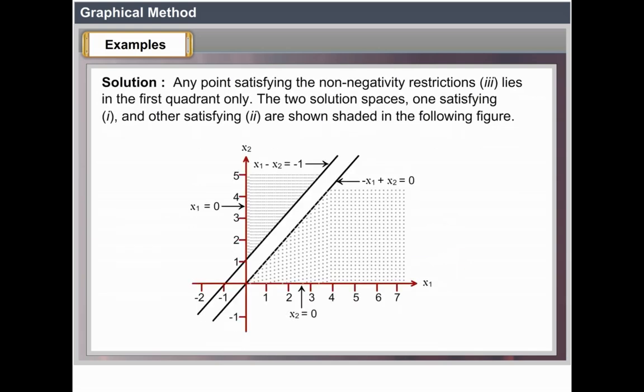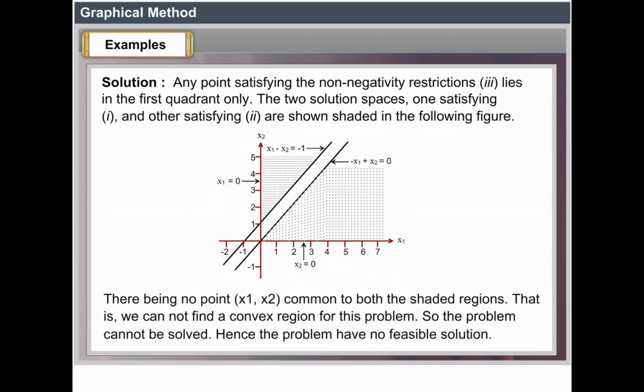Solution. Any point satisfying the non-negativity restrictions, equation 3, lies in the first quadrant only. The two solution spaces, one satisfying equation number 1 and the other satisfying equation number 2, are shown shaded in the following figure. There being no point x1, x2 common to both the shaded regions, that is, we cannot find a convex region for this problem, the problem cannot be solved. Hence, the problem has no feasible solution.